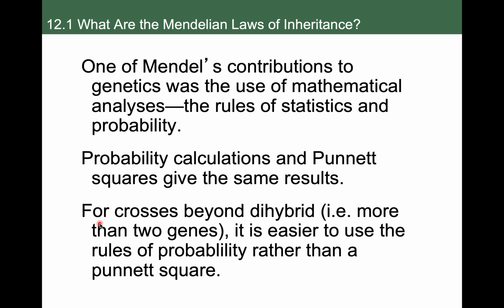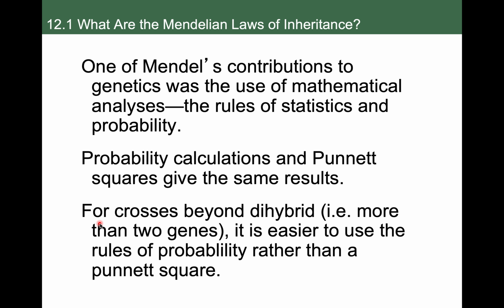We've already talked about being able to use Punnett squares to predict the outcome of genetic crosses. We did monohybrid crosses, where you're following just a single gene or a single character at a time. We did dihybrid crosses following two genes at a time. And those Punnett squares can be really useful in terms of being able to predict what the offspring of a particular cross may look like.